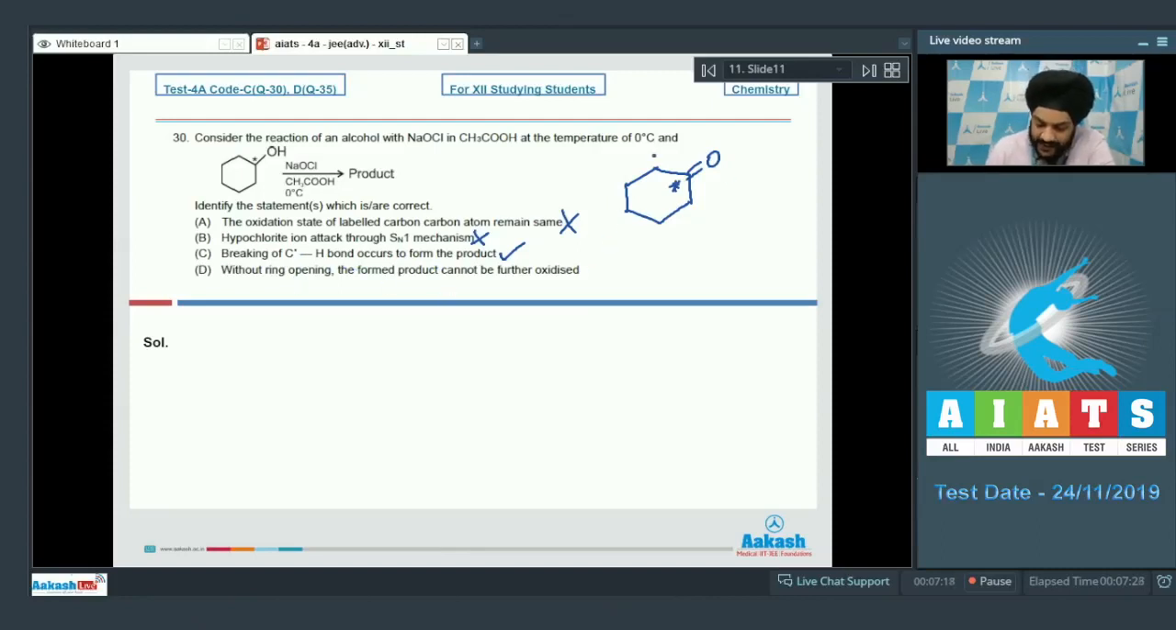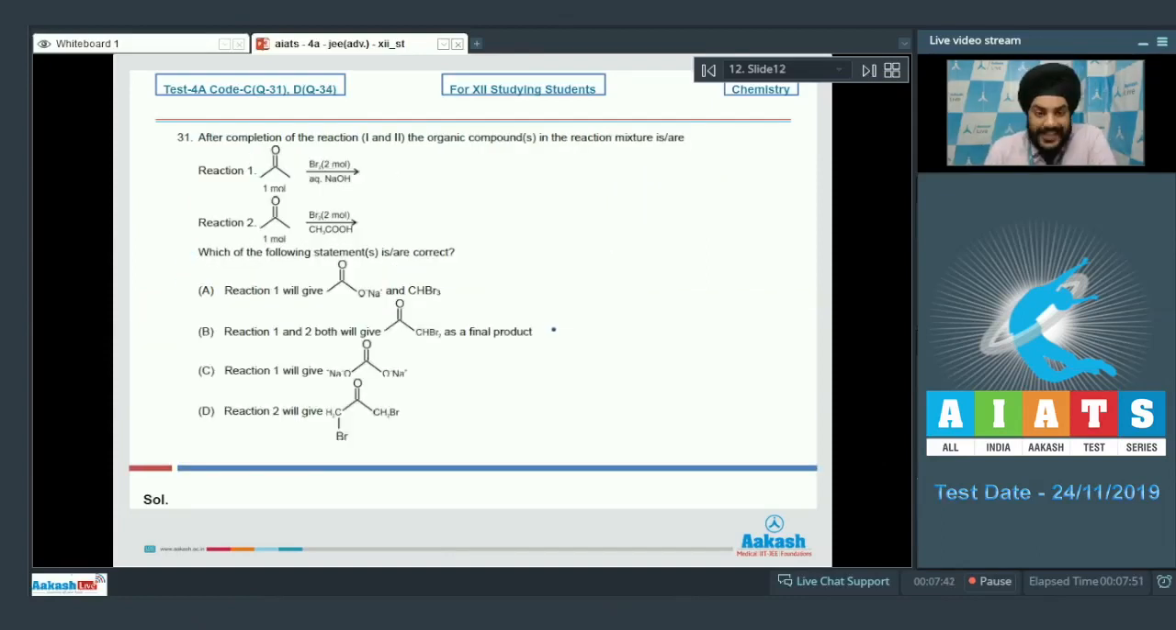So this is correct, students. This is a ketone, and then it cannot be further oxidized if the ring is not opened. So students, for question number 30, we have to mark the correct answer as option C and option D. Let us look at the next question now. Question number 31.